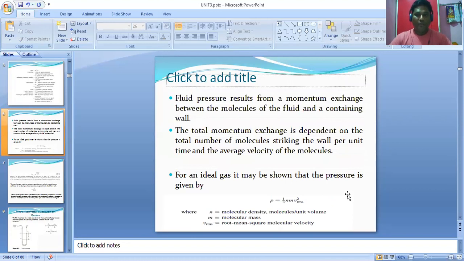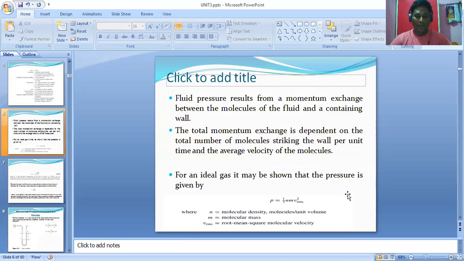And fluid pressure: in fluid mechanics, pressure results from the momentum exchange between the molecules of the fluid and the containing wall. The total momentum exchange depends on the total number of molecules striking the wall per unit time and the average velocity of the molecules.